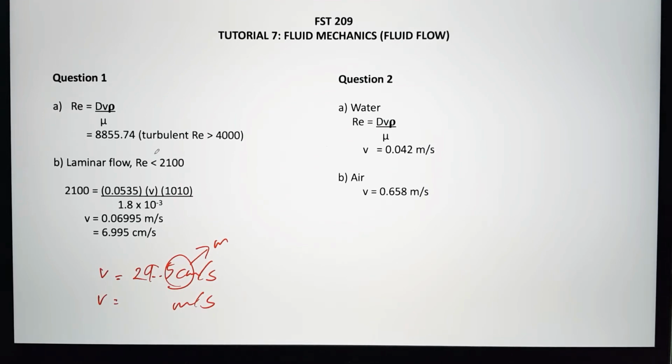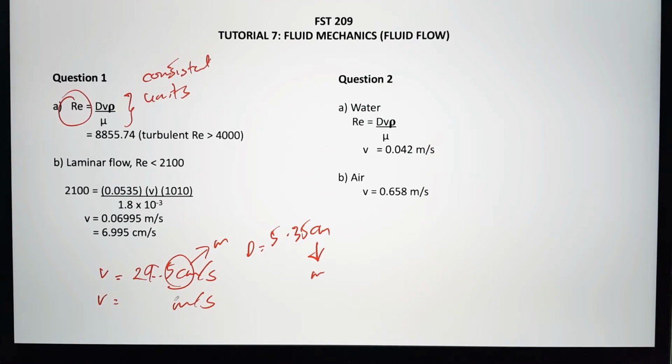Okay, when you are given this kind of question, show that the flow is turbulent, what you need to do is calculate the value of Reynolds number. In order for you to calculate the Reynolds number, you need to make sure that all the values are consistent. All the units must be consistent, and it needs to be in SI unit. So that's why the diameter, which has been given as 5.35 centimeter, you need to convert to meter as well.